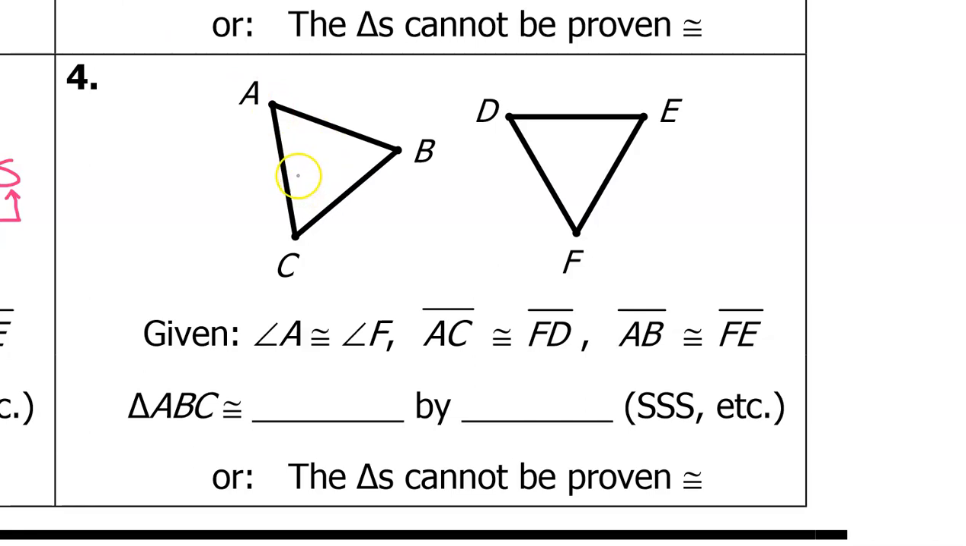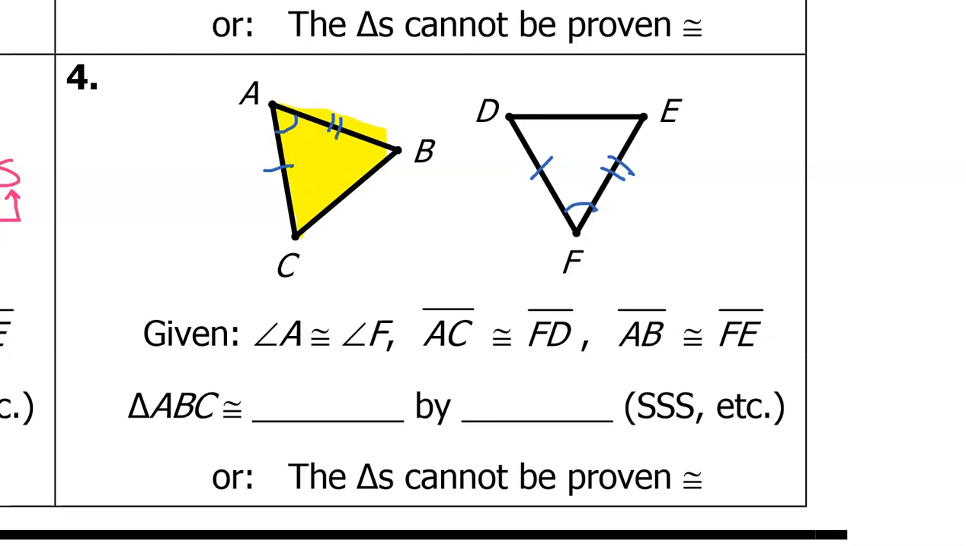Okay, we have angle A is congruent to angle F. So here's angle A and here is angle F. AC is congruent to FD. Mark, mark. AB, double mark, is congruent to FE, double mark. Let's look at one triangle at a time. So go ahead and focus on this triangle for now.